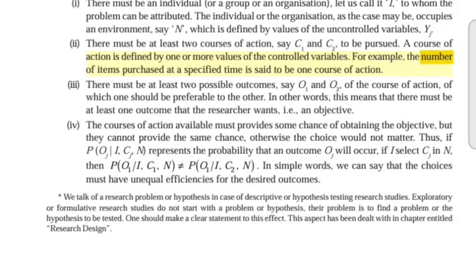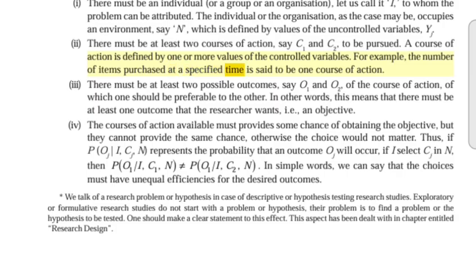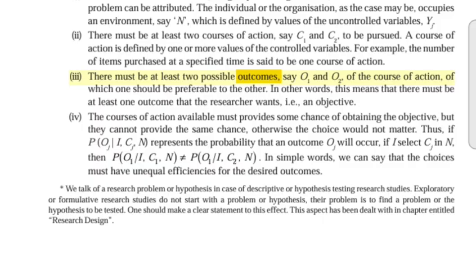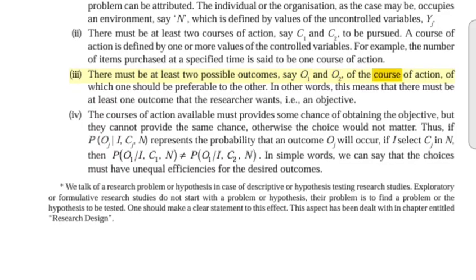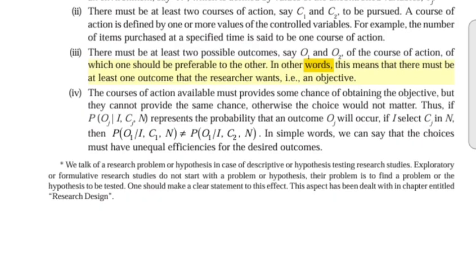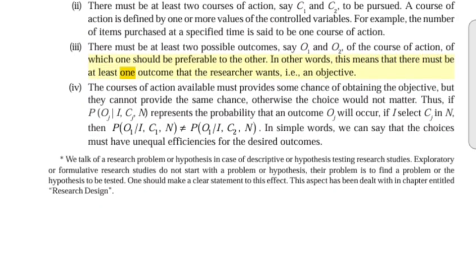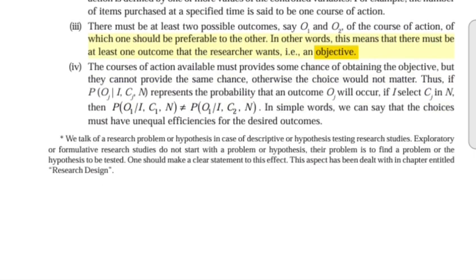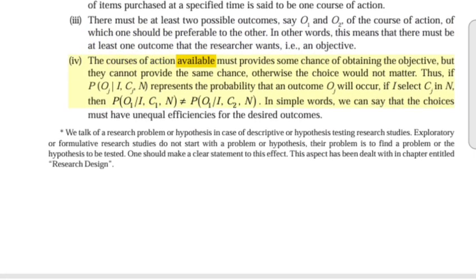For example, the number of items purchased at a specified time is said to be one course of action. III. There must be at least 2 possible outcomes, say O1 and O2, of the course of action, of which one should be preferable to the other. In other words, this means that there must be at least one outcome that the researcher wants, i.e., an objective. IV. The courses of action available must provide some chance of obtaining the objective, but they cannot provide the same chance, otherwise the choice would not matter.